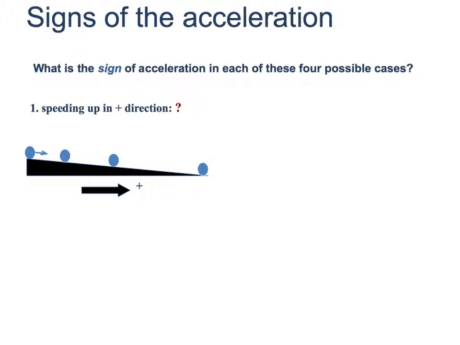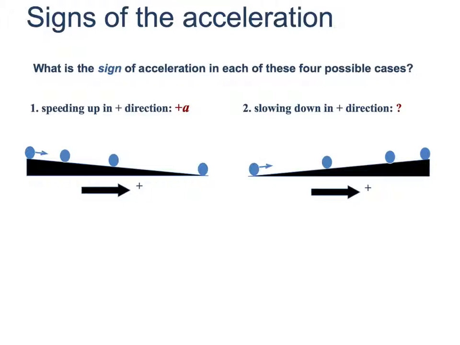All right, what is the sign of acceleration in each of these 4 possible cases? So number 1 is speeding up in the positive direction. What do you think it is? That one is positive acceleration.